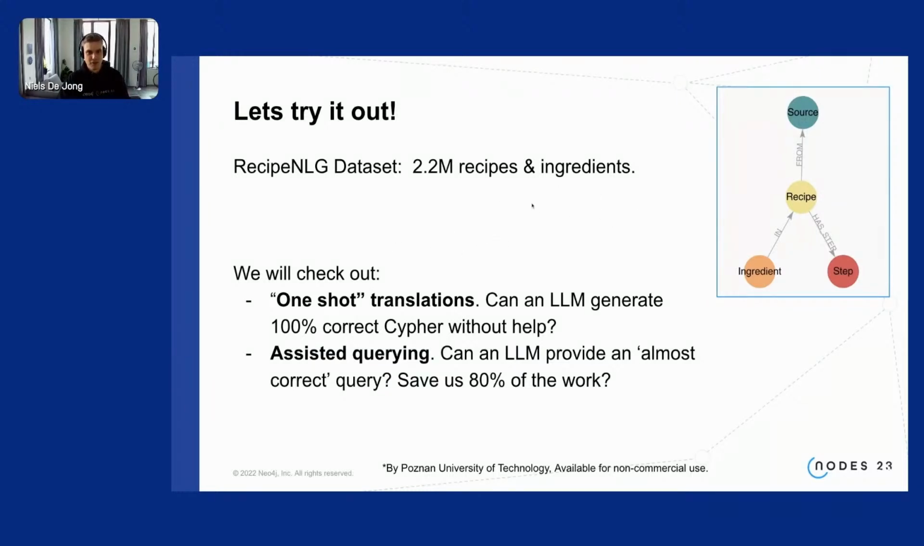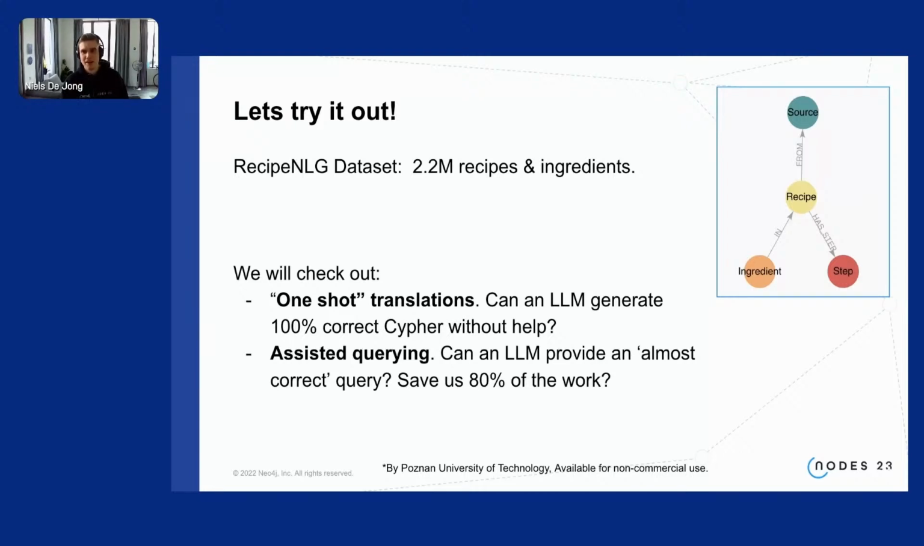Now, there's two flavors of what I'm going to do here. One is the one-shot translations, which is: let's try if we can, in one shot, create a correct Cypher query based on a question. You'll see that this is quite hard, but it works for some cases. And then the assisted querying, which is the step back, saying, okay, maybe an LLM cannot provide me with the perfect Cypher query, but can it get me 80% of the way there? Can it do 80% of the work for me, and I just have to tweak in the end?